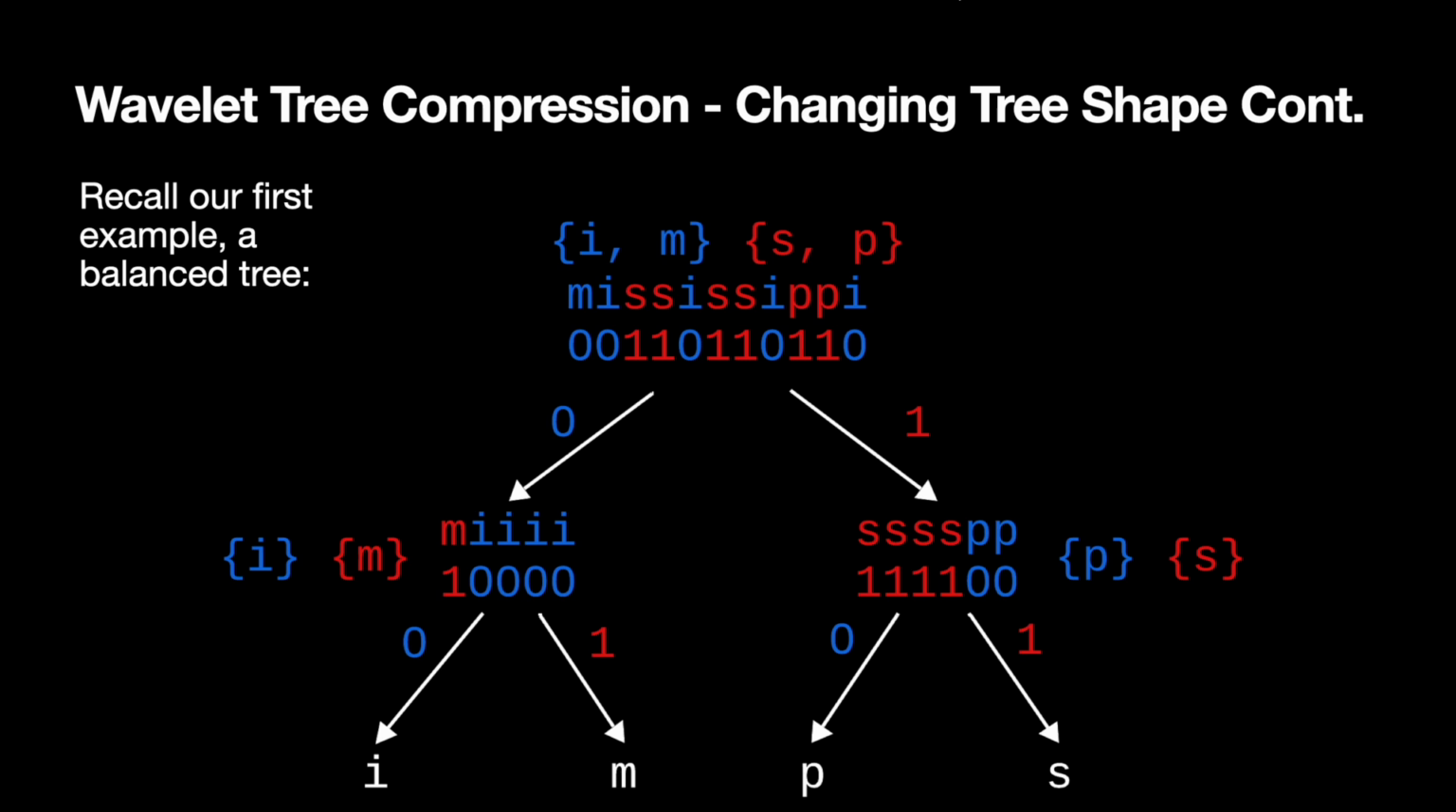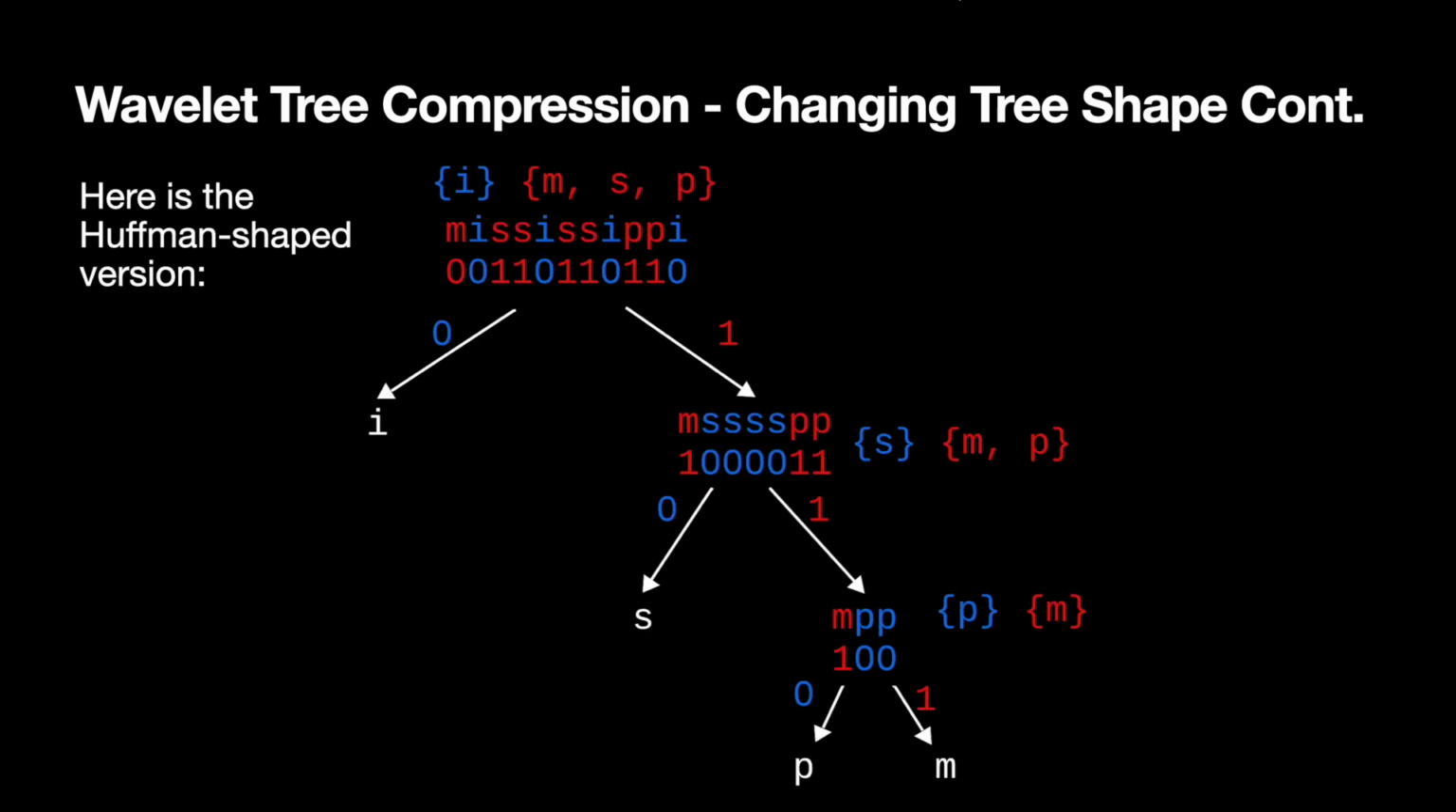But with a Huffman tree, we can make an observation about this and say, well, if we look at the frequency of the characters in the string Mississippi, it looks like there are 4 occurrences of the character I, 4 occurrences of S, 2 of P, and 1 of M. So we can reorganize our tree to create a Huffman-shaped version. And you'll notice the splits are quite different in this one.